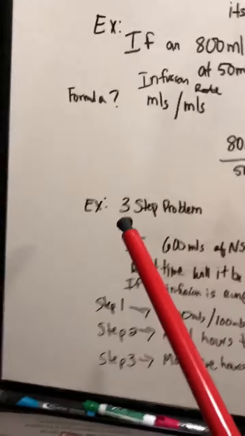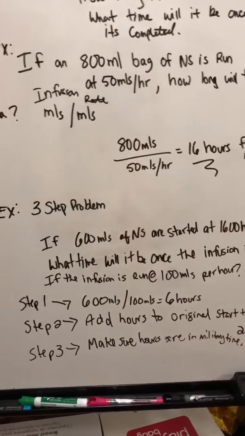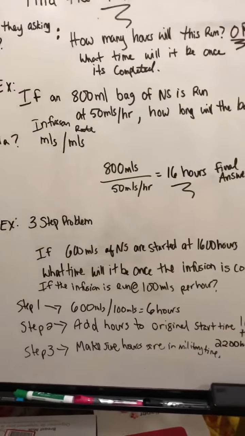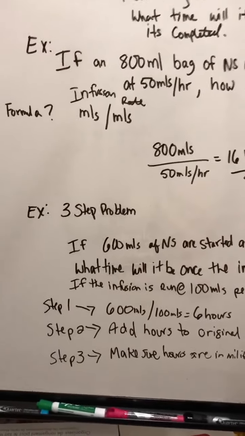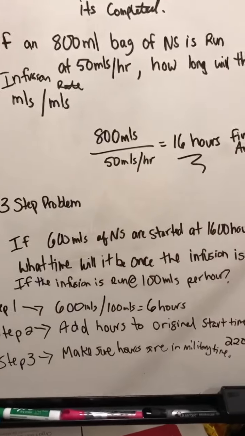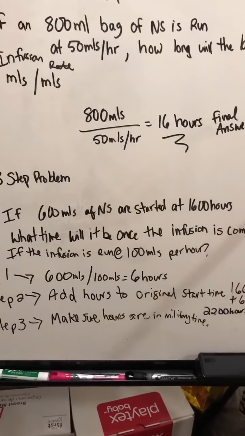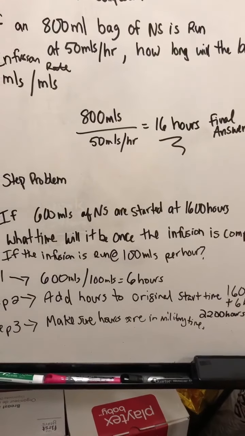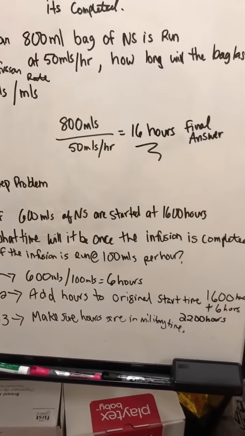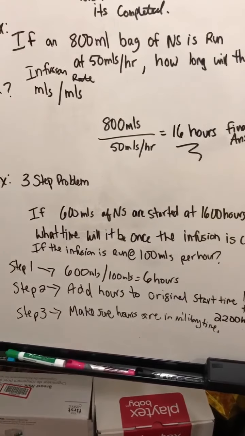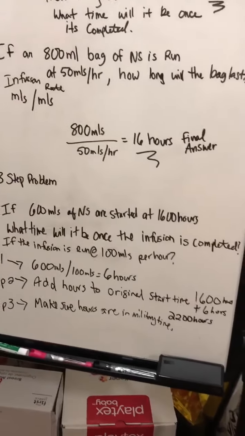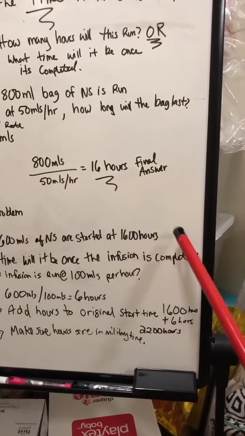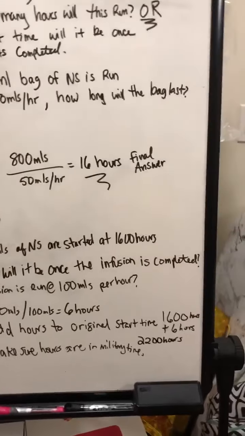Now, the next type of question that they have is a 3-step problem. This is a 3-step example, and it requires you to do 3 things. So let's read the question. The question says, if 600 mLs of normal saline are started at 1600 hours, what time will it be once the infusion is completed if the infusion is run at 100 mLs per hour? That's a mouthful. Not only is it a mouthful, this is where the military time comes into play.